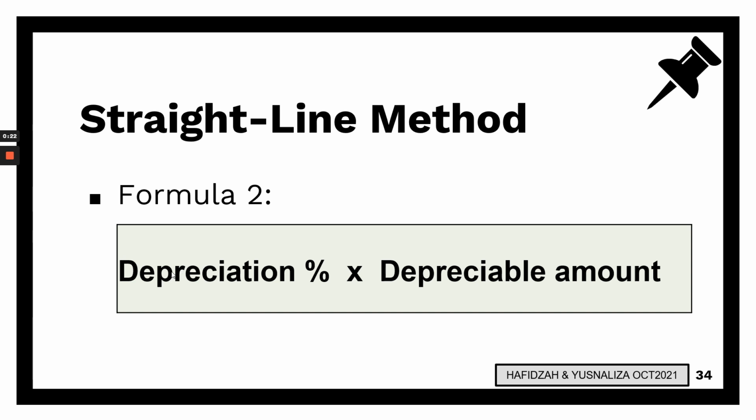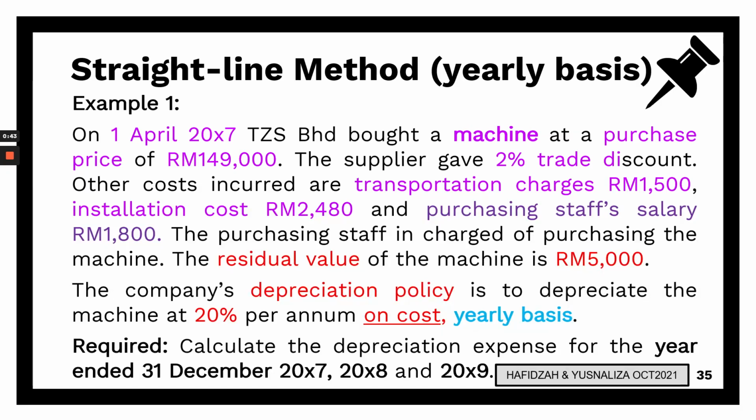So let's start. Our session today will focus on the straight line method, using the second formula: depreciation percentage multiplied by the depreciable amount. The first formula, which we already discussed in the previous video, was cost minus residual value divided by the estimated useful life.